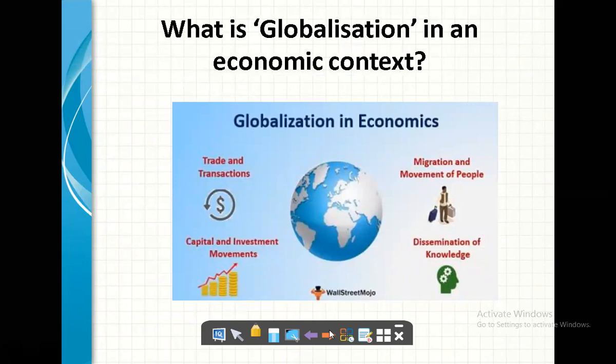This is just simplifying what I put on the previous page. Trade and transaction, migration or movement of people, capital investment and investment movement, and dissemination of knowledge is simply talking about technological improvement and ICT.